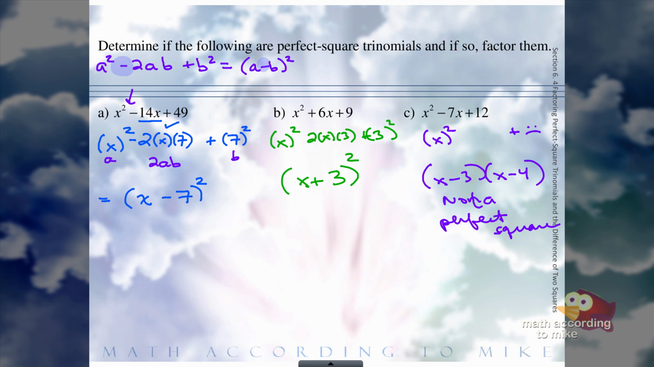So whatever makes the perfect square at the ends are your a's and b's respectively. And then once you have those, check the inside, the 2ab.